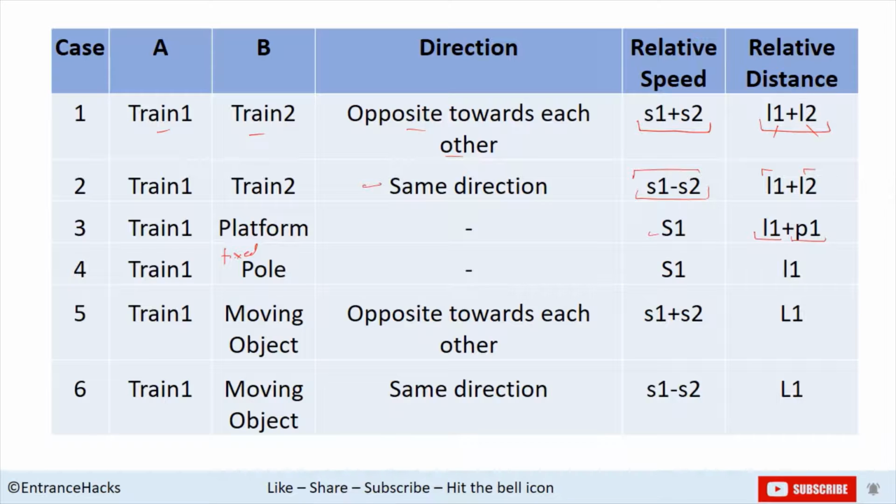When a train is crossing a moving object and they are moving towards each other, traveling in the opposite direction, the relative speed would be s1 plus s2, that is the speed of the train plus the speed of the moving object, and the length it has to cover would be just the length of the train. Similarly, if they are moving in the same direction, the relative speed would be the speed of the train minus the speed of the moving object, and the length it has to cover would be the length of the train. This way we can solve and find the time required, and the same type of question we can solve.